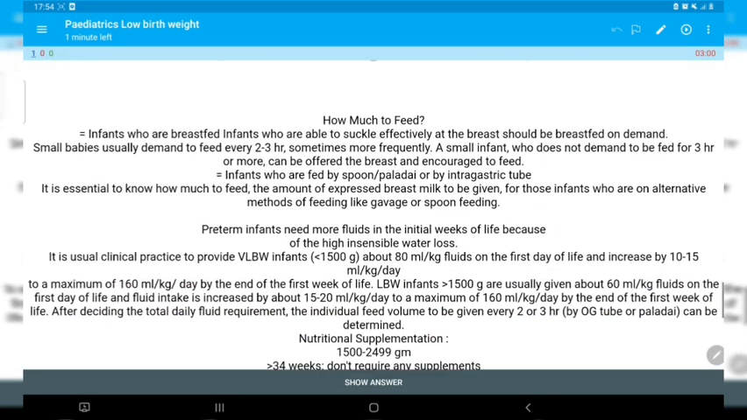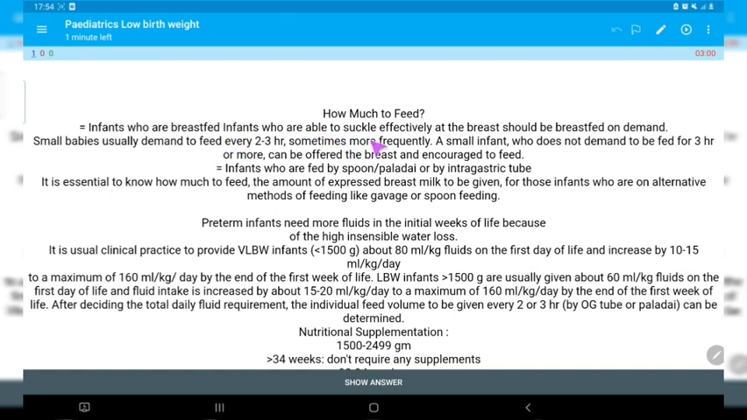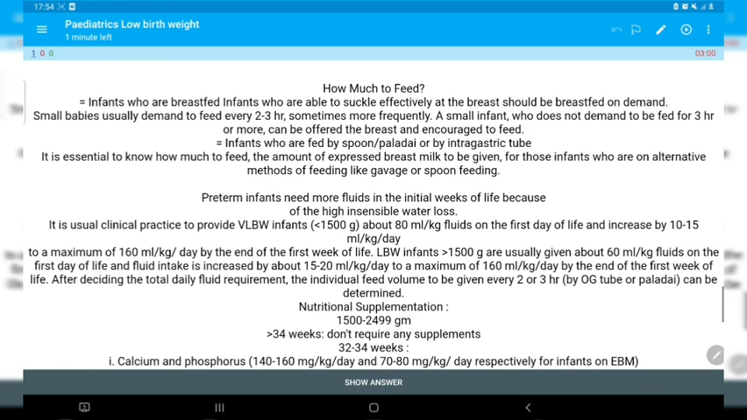And then, how much to feed? Infants who are able to suckle effectively will be breastfed on demand. Small babies usually demand to feed every 2 to 3 hours, sometimes more frequently. A small infant who does not demand to feed for 3 hours or more can be offered a breastfeed and encouraged to feed. For infants fed by spoon, paladai or intragastric tube, it is essential to know how much to feed, the amount of expressed breast milk to be given for those on alternative methods of feeding like gavage or spoon feeding.